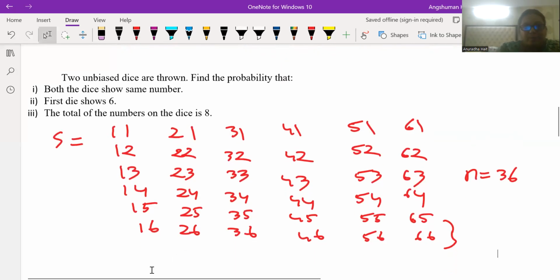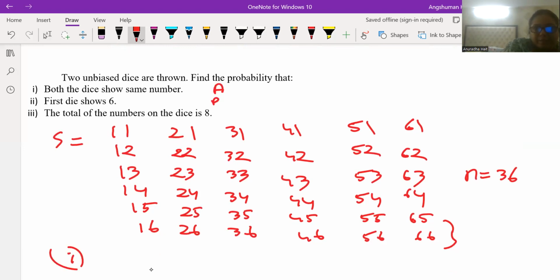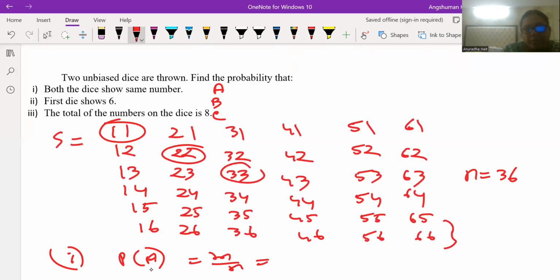Now let us take the first question. Let me define this as event A, this as event B, and this as event C. So probability of A, we write the formula M by N. Both the dice show the same number. So what will we get? That is 1,1, then 2,2, then 3,3, 4,4, 5,5, 6,6. So these are the 6 points where both the dice are showing the same number. How many are there? 6. So 6 by 36, simplify, 1 by 6 is the answer to the first question.